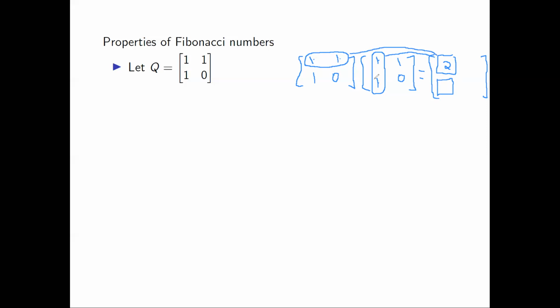For the entry down here, we use this same column, the first column of the right matrix, but we dot it instead with the second row of the left matrix. So the 1 times the 1 here plus this one times this 0. That gives us a 1. And that was from this and this.